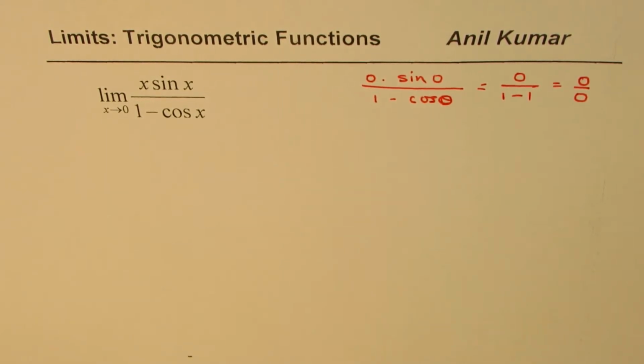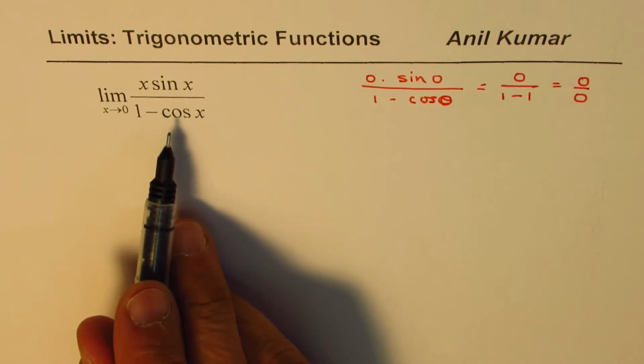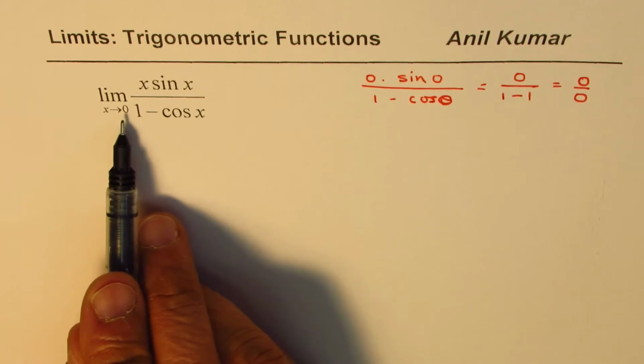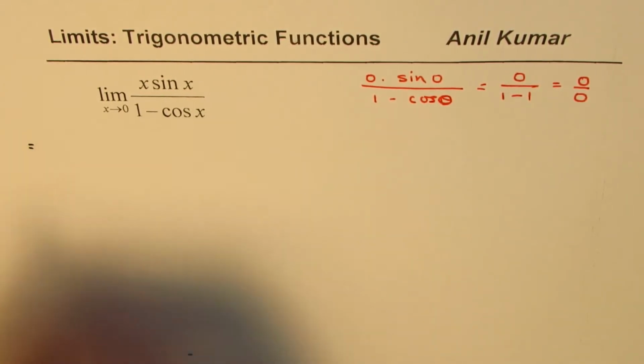Therefore, in this particular case, we'll apply trigonometric identities, simplify the expression, take care of the common factor, and then substitute x equals 0 to evaluate the limit. So that is the process to be followed.